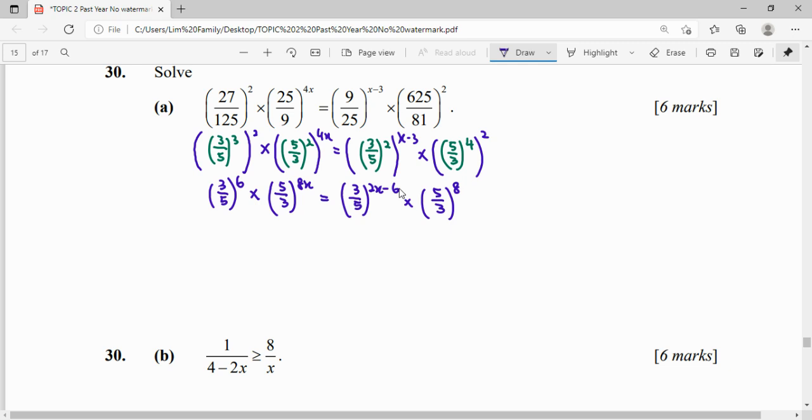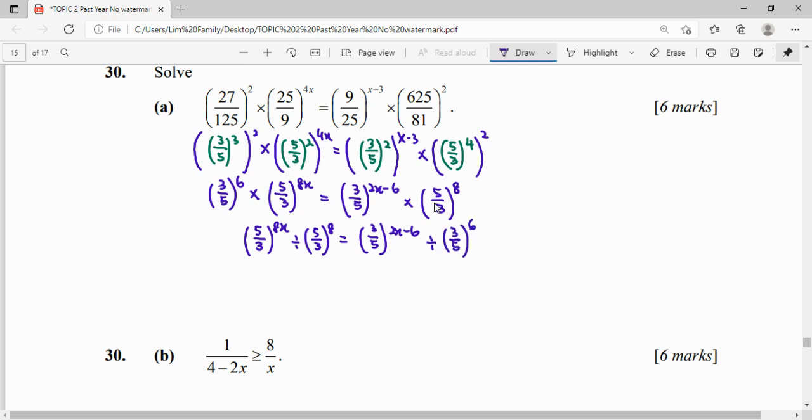Then we will start to gather back our indices which are the same. From here, I will remain the indices base 5 over 3 at the left hand side. So I will move this to the left hand side. For this indices 3 over 5, base 3 over 5, I will move it to the right hand side, so it will divide.